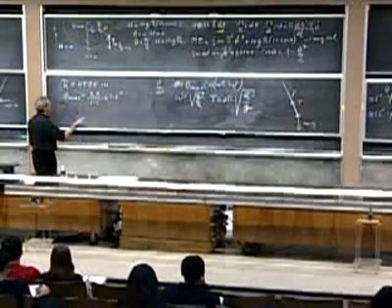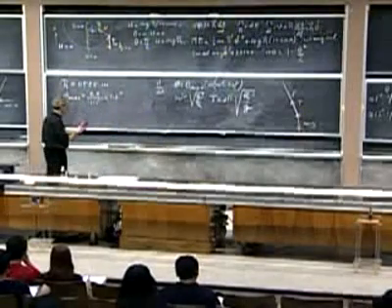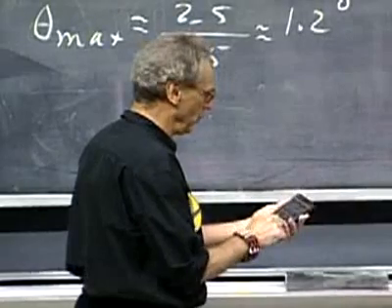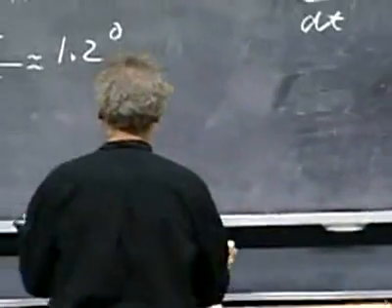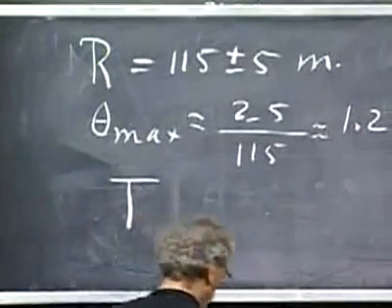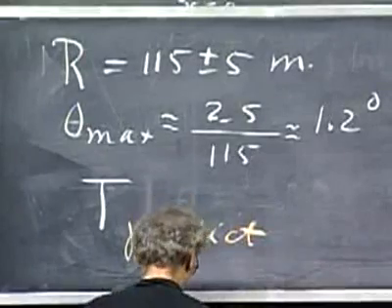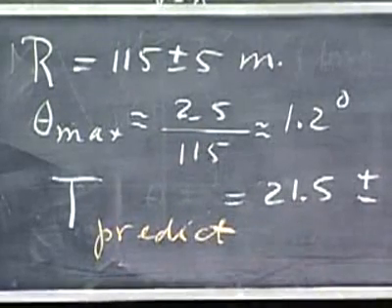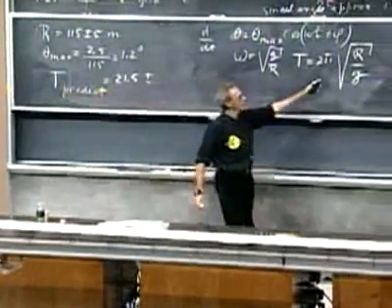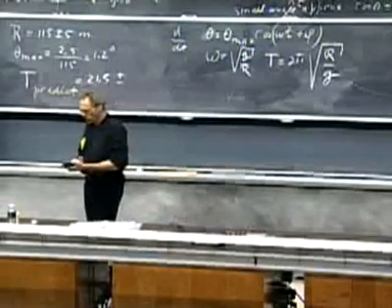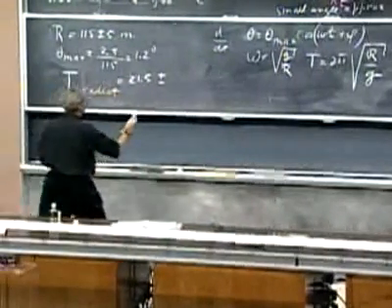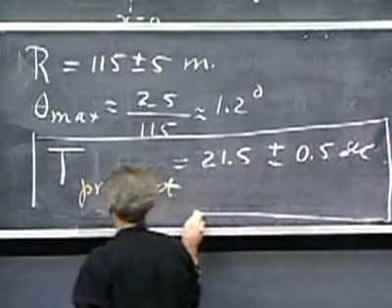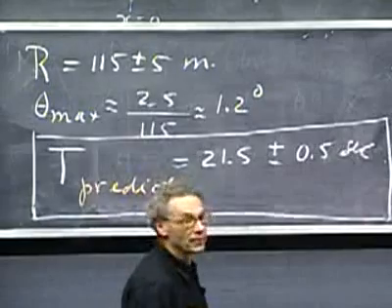And I'm going to do that. I take 2 pi times the square root of r over g, and r is 115. I divide it by g. I take the square root, I multiply by 2, I multiply by pi, and I get 21.5. T, and this is a prediction, equals 21.5. The uncertainty in r is about 4.3%. Since we have the square root of r, that becomes 2.2%. So if I multiply that by 0.022, I get an uncertainty of about 0.47. Let's call this 0.5 seconds. So this is a hard prediction of what the period of an oscillation should be. 21.5 plus or minus a half second.